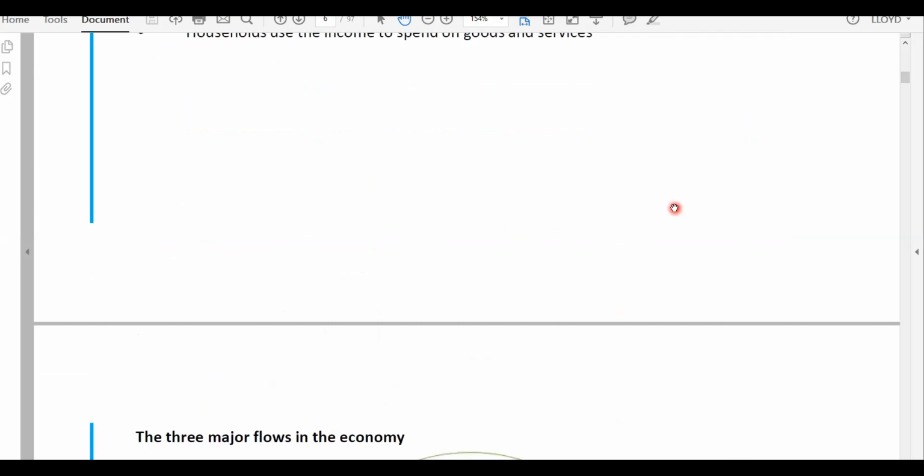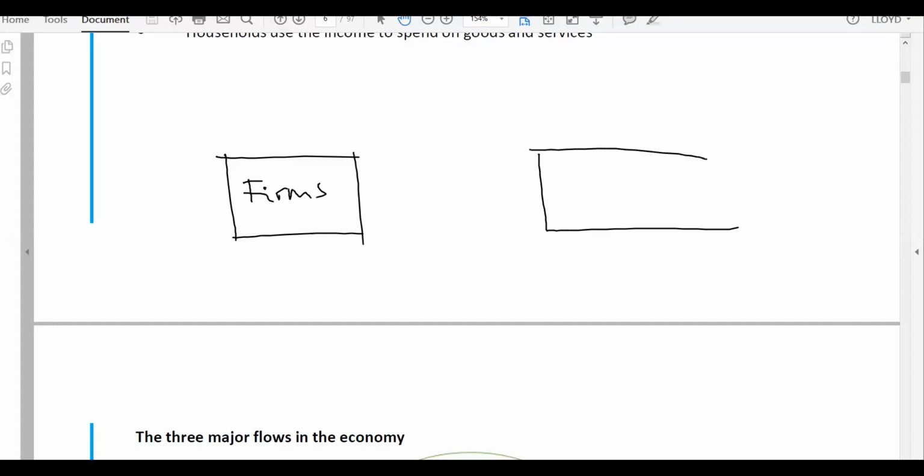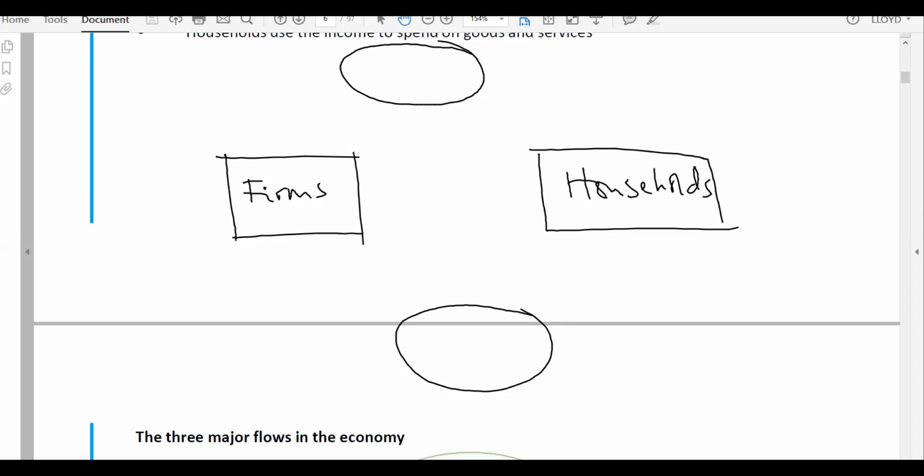So that is why, if you look at a simple economic model with only two market participants, let's think of a simple economic model with only two market participants: a model that has firms and households. So that is a simple model with only two participants, firms and households. These two depend upon one another, and they interact through markets. On one end, we have what is called the goods market.